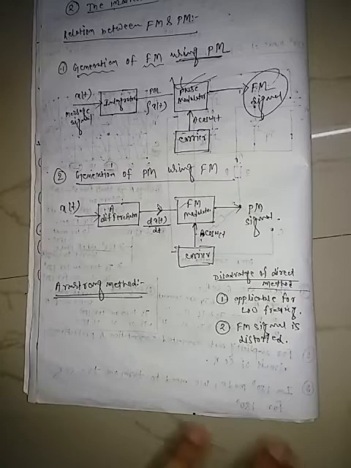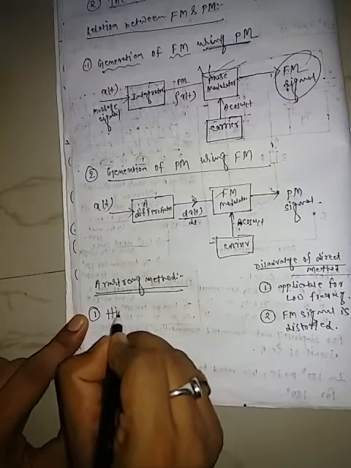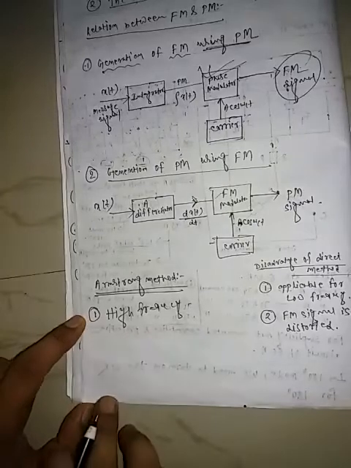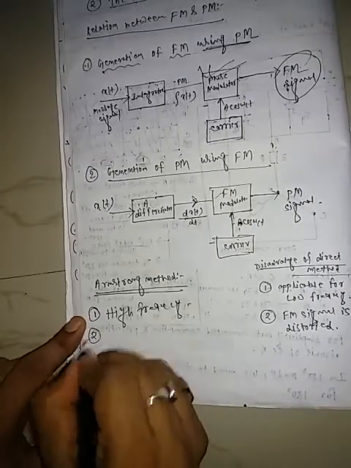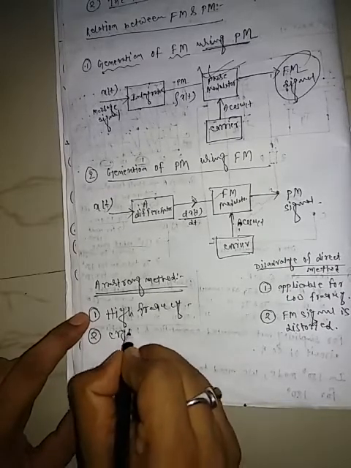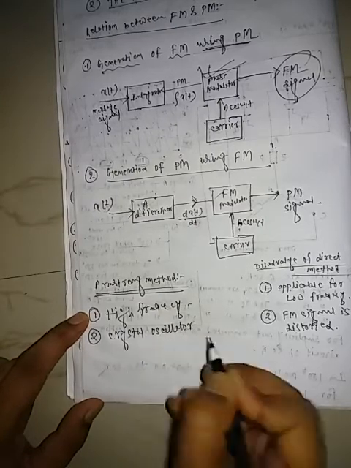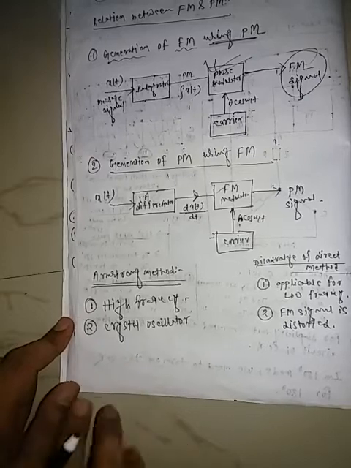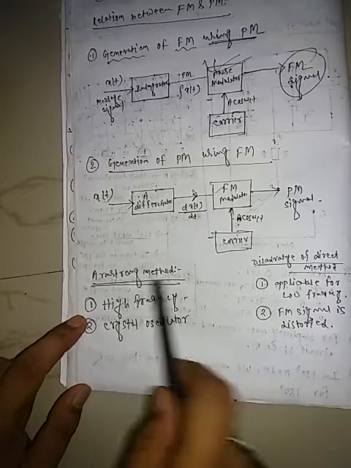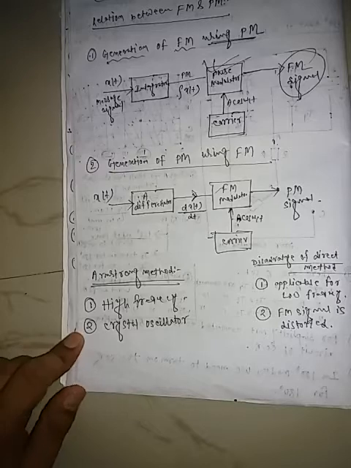For this reason the Armstrong method is used. The Armstrong method is applicable for high frequency. We also know that for high frequency generation, a crystal oscillator is used. Here the Armstrong method is for high frequency generation, so a crystal oscillator is used.